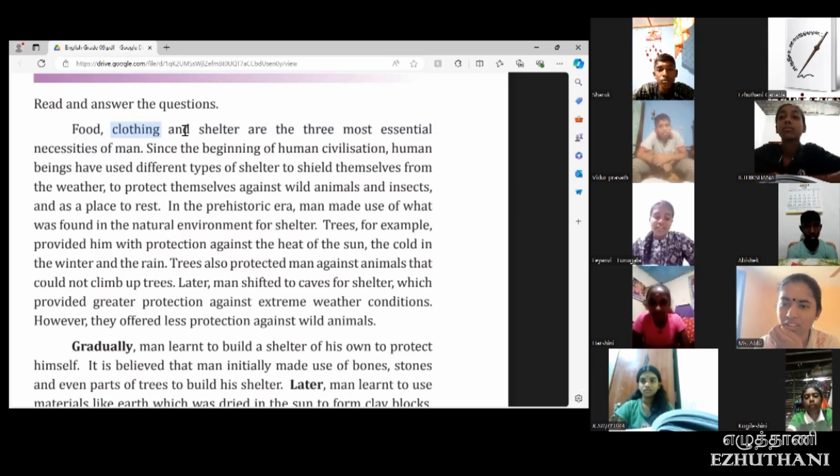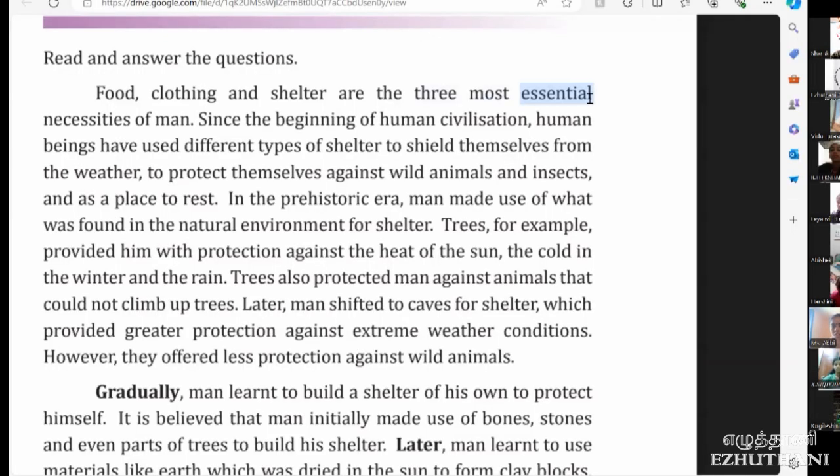டீச்சர் ஒரு மனிதனோட வாழ்க்கையில வந்து உடை, உணவு, உறையுள்ளாம் முக்கியம்னு சொல்ல வராங்க டீச்சர். Yes. So food, clothing is udai, shelter, uraividam. Okay? Are the three most essential. When you see the word essential, it means mukkiyamana thevai, right? Necessities is also thevai.